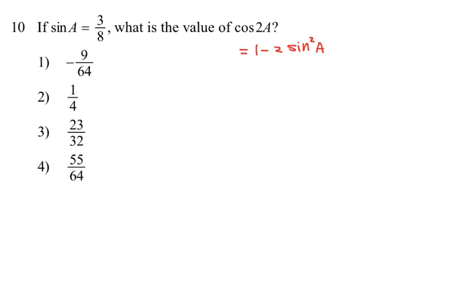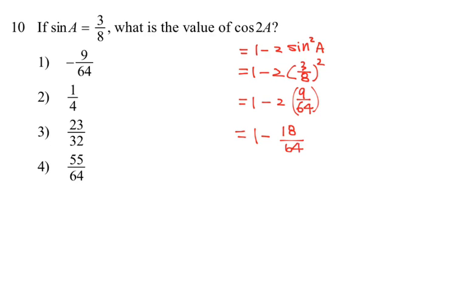So all we have to do is place 3/8 in place of sine of A. Then what do we end up getting? Then it'll be 1 minus 2 times 3/8 squared. Then once we calculate them, we'll get something over 64. Our final answer becomes 46 over 64, which is equal to 23 over 32. Choice 3.